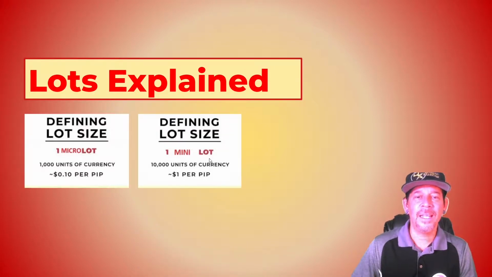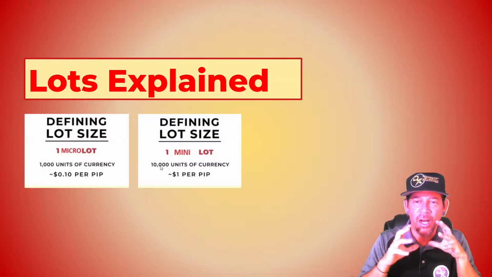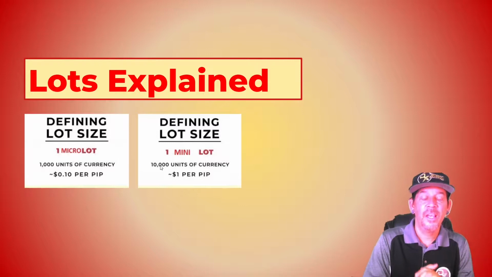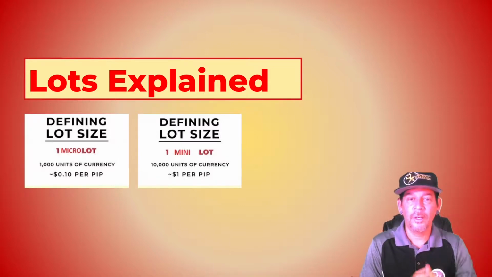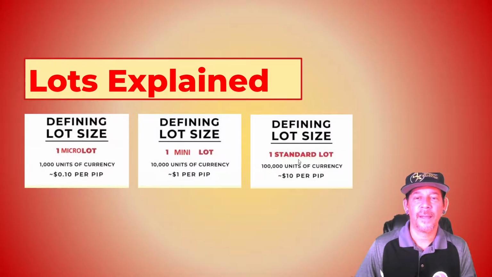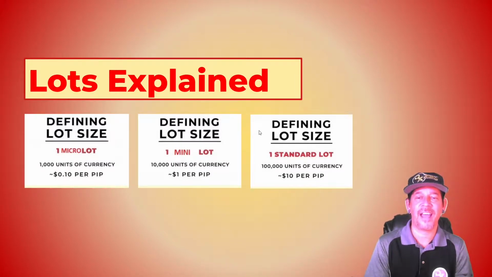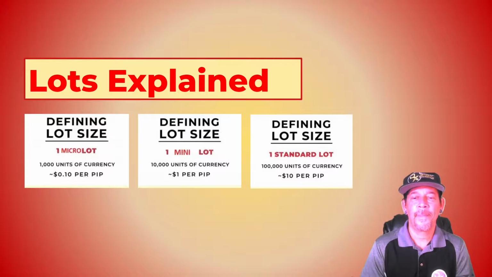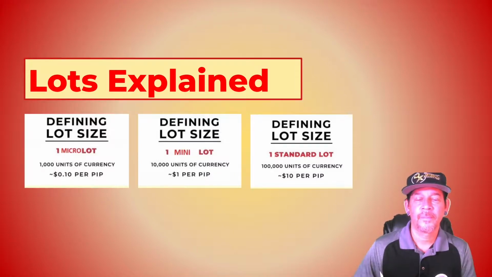Now, on a mini lot, you're now controlling 10,000 units of that home currency. For every pip movement on a mini lot, you're making $1 per pip. Standard lot: if you place a standard lot, you are now controlling 100,000 units of that home currency. Now, for every pip movement, you are making $10 per pip.